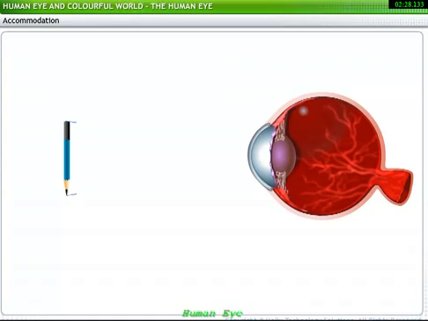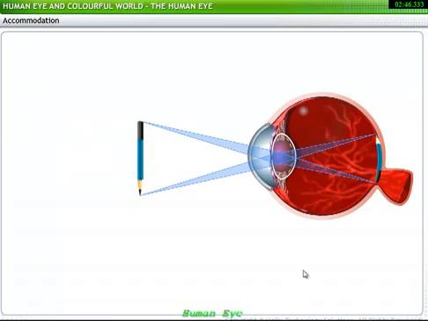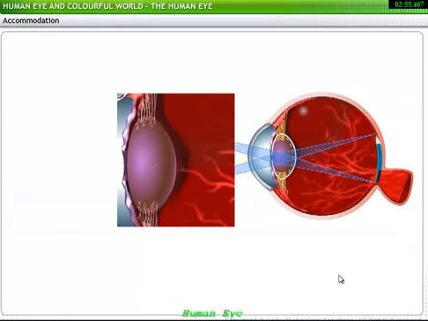For example, to focus on a distant object, the eye needs to increase the focal length of the lens. To do this, the thickness of the lens should be decreased. Conversely, to decrease the focal length, the thickness of the eye lens should be increased. To accomplish this task, ciliary muscles are used. The contraction and relaxation of these muscles helps to alter the curvature of the lens.